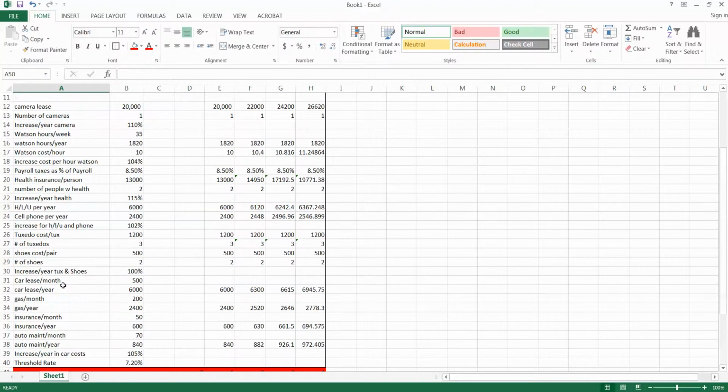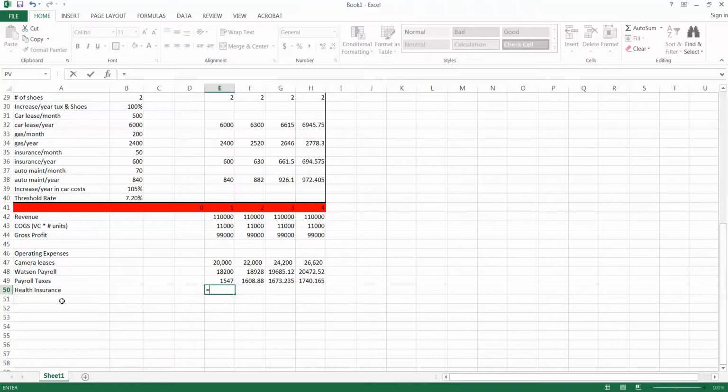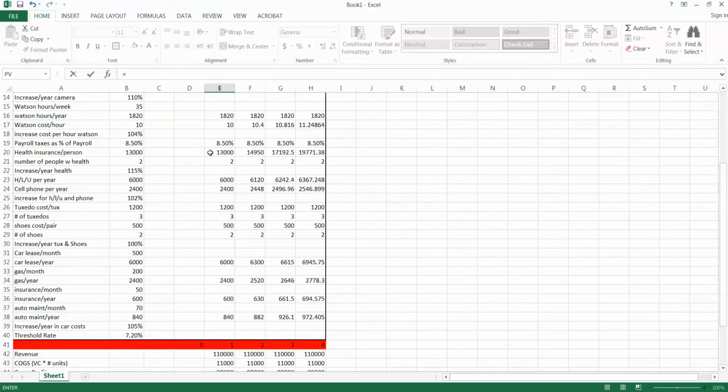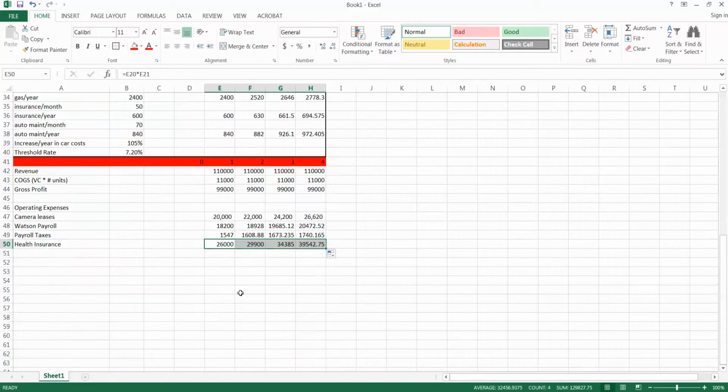Next, after payroll taxes, we've got our health insurance. Okay, so we've got health insurance. And that we know is going to equal the cost of our health insurance, which was $13,000, times the number of people who have health insurance. Easy enough. Carry that across. It looks like it is doubling. Look how much that goes up. Boy, health insurance, if it increases 15% per year, can really increase quickly.